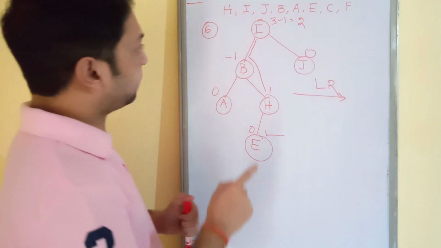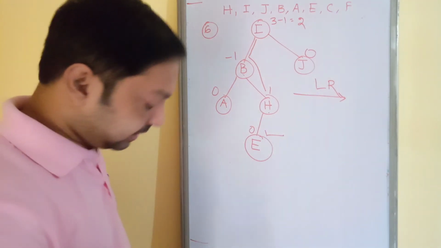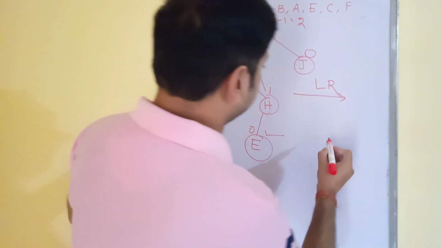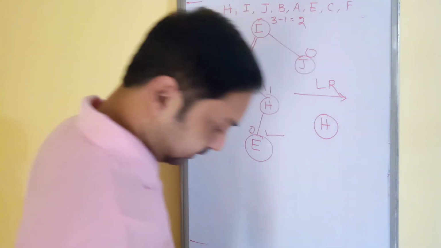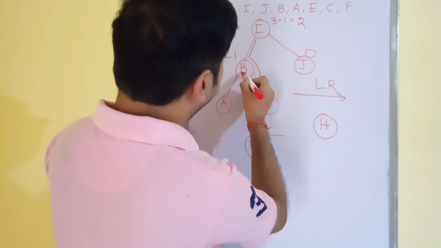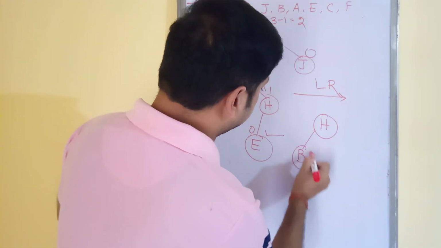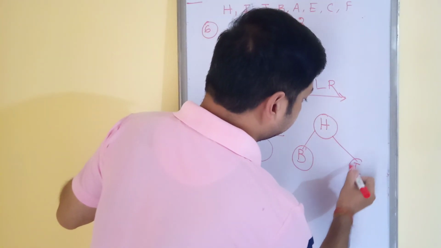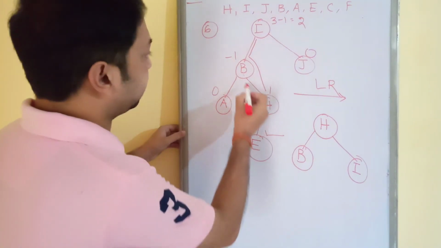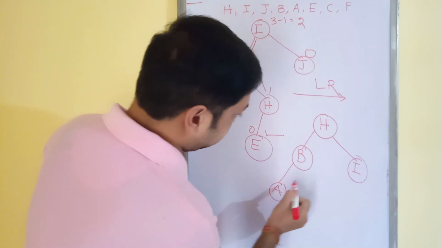Which one is the largest one? I. Which one is the smallest one? B. And which one comes in between that? That is H. So here H will be the root. B will be the smallest one, put it on the left hand side. I will be the largest one, put it on the right hand side. Now the next part you can see A, E.